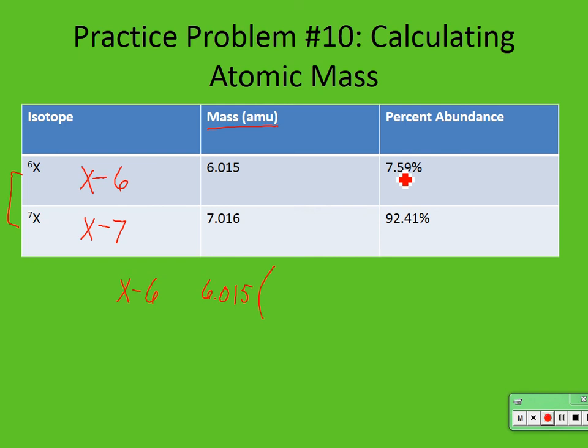To the left. Okay, so to get it out of a percent, we need to move it 2 to the left. So that's going to be 0.0759. Okay, let's do that on your calculator. So 6.015 times 0.0759.